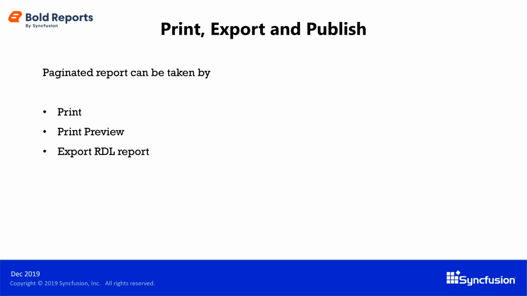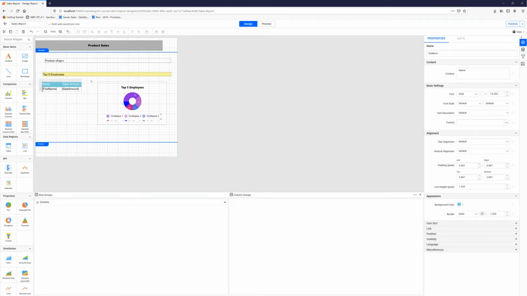We can also export the displayed reports into popular file formats such as PDF, Word, Excel, CSV, PowerPoint, and HTML, so that we can cross-check the report before publishing it to the report server. Now let us see how to publish this report from the web designer itself. With the preview option, I am going to preview this report now.